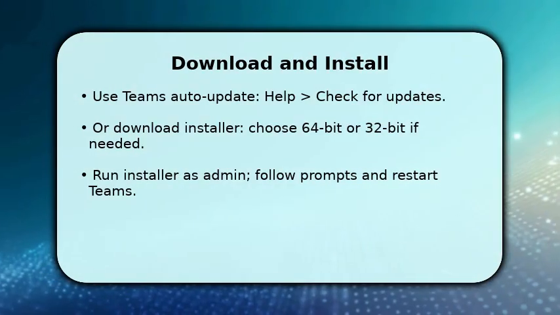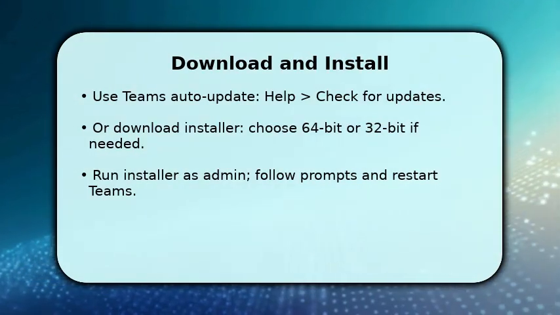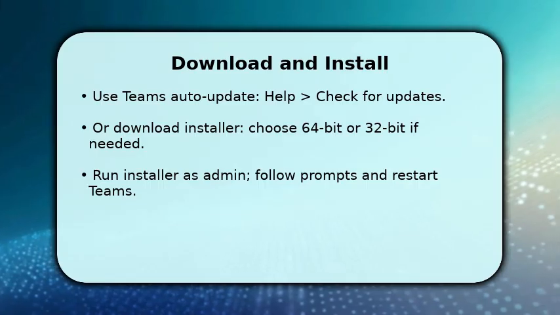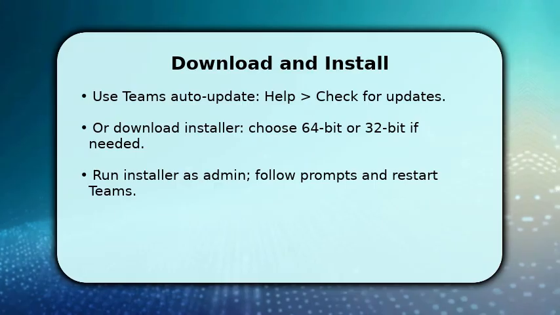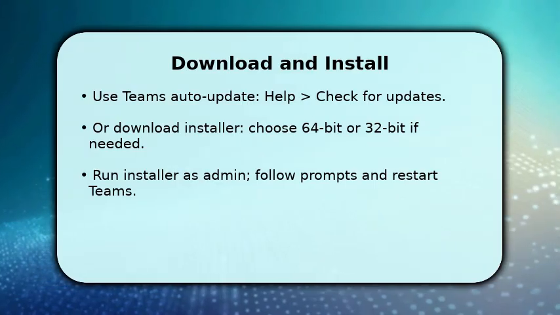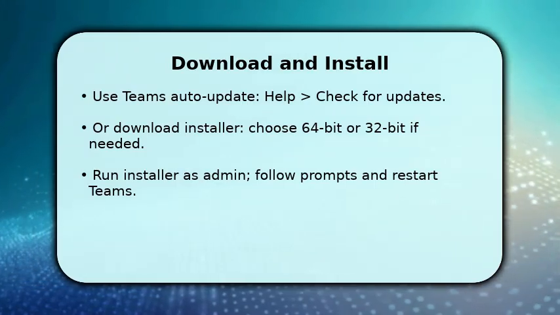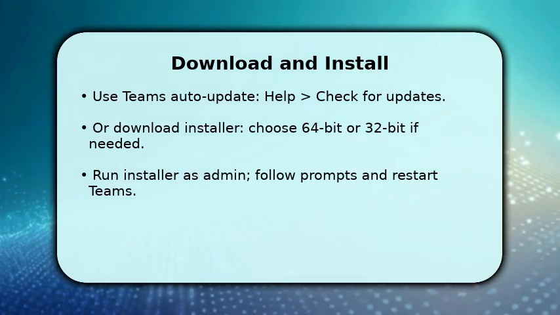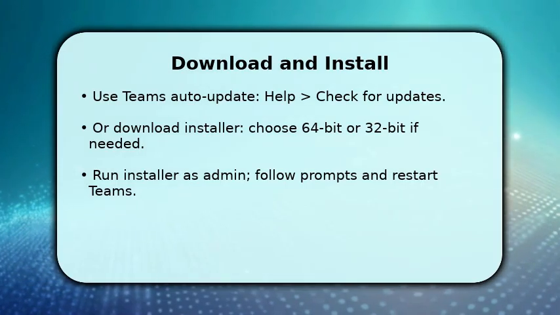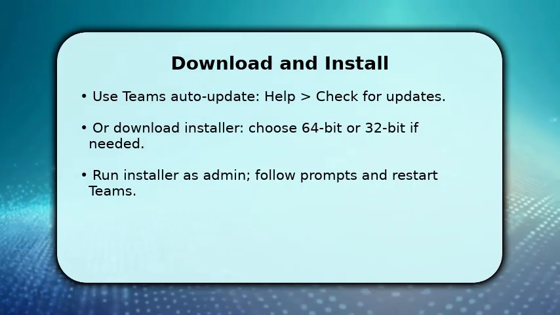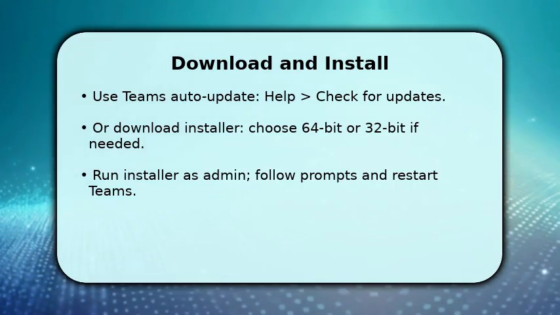Now perform the update itself. Use Help, Check for updates inside Teams to trigger the built-in updater. It downloads and installs in the background. If that fails, download the latest installer matching your OS architecture and save it to Downloads. Once downloaded, run the installer as administrator so it can replace files system-wide. Follow on-screen prompts. The installer usually closes Teams and reopens it.